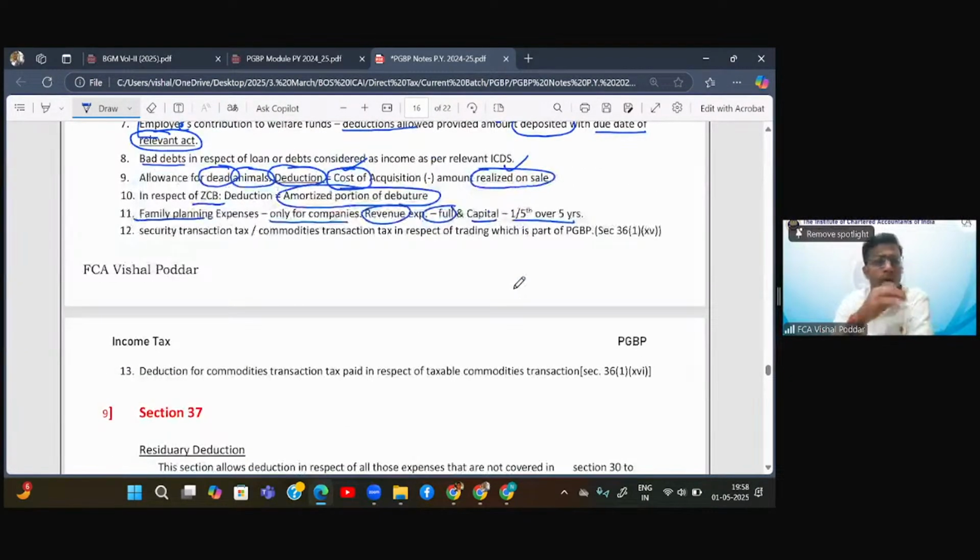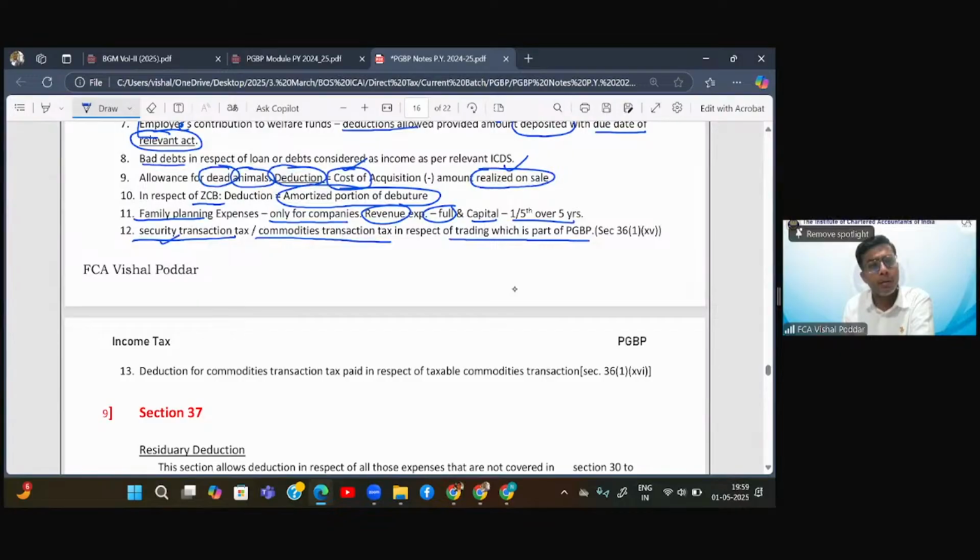And then if your business includes share transactions, security transactions, so whatever STT you pay, securities transaction tax, or CTT, commodities transaction tax, is allowed as deduction provided this trading is part of PGBP. Why is this specified? Because a person like me who is not into the business of share trading, still I am having some portfolio. Tomorrow when I sell these shares, I will also be paying securities transaction tax, but my income is not covered under PGBP.